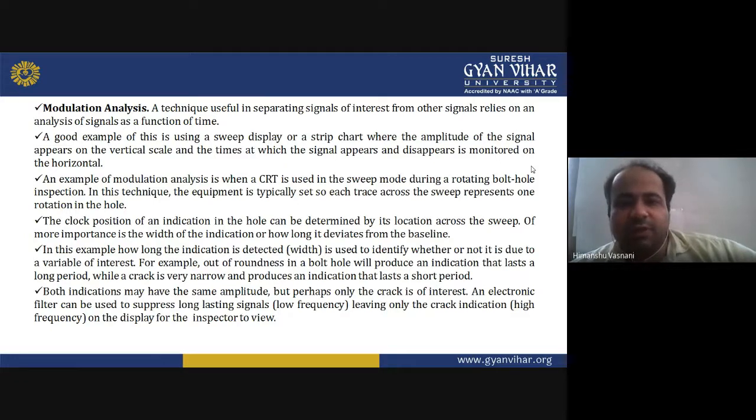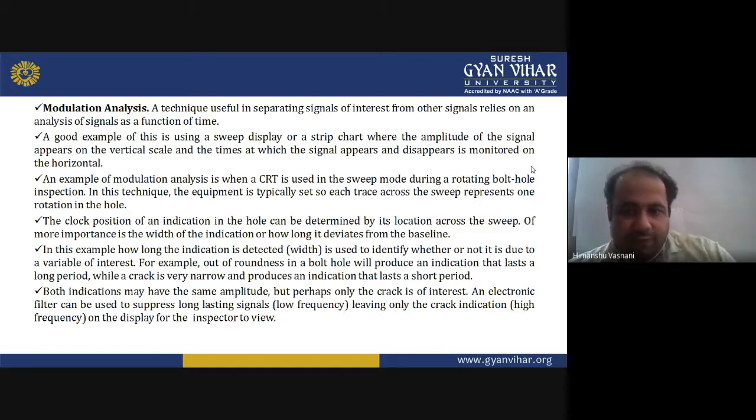In this way, you can differentiate between a bolt hole and a crack. Out of roundness in a bolt hole will produce an indication that lasts for a longer period, while the crack is very narrow and will produce an indication that lasts for a short period.